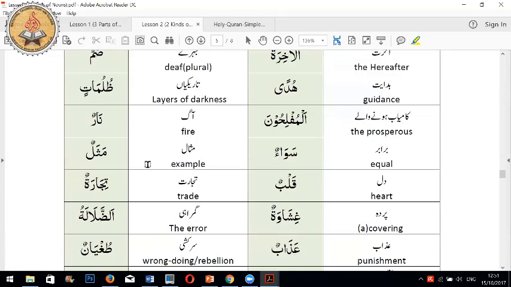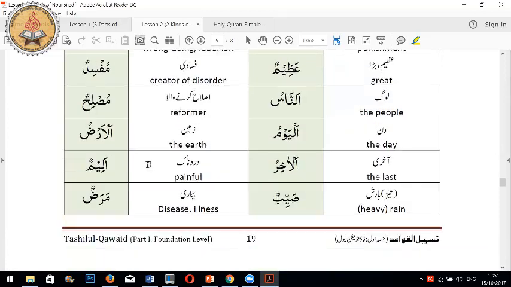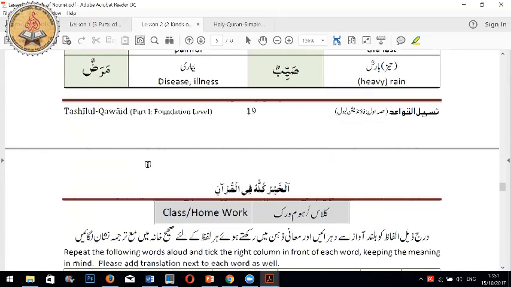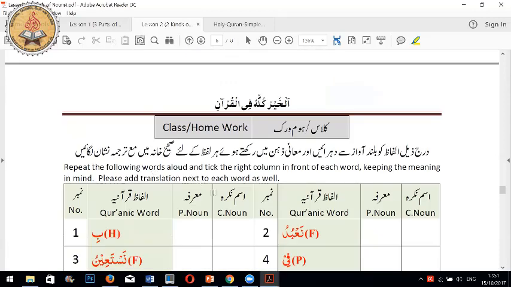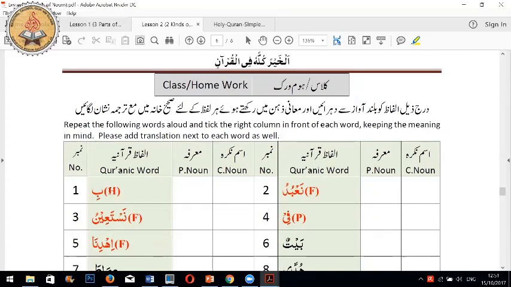So these are the words. I think you should quite easily understand that. And now we come to class homework. Repeat the following words aloud and tick the right column in front of each word, keeping the meaning in mind. Please add translation next to each word as well. So for example, if there is a B here, I think I have simplified it, that was not my intention, but I did it somewhere for the purpose of some exercise, and it remained here.